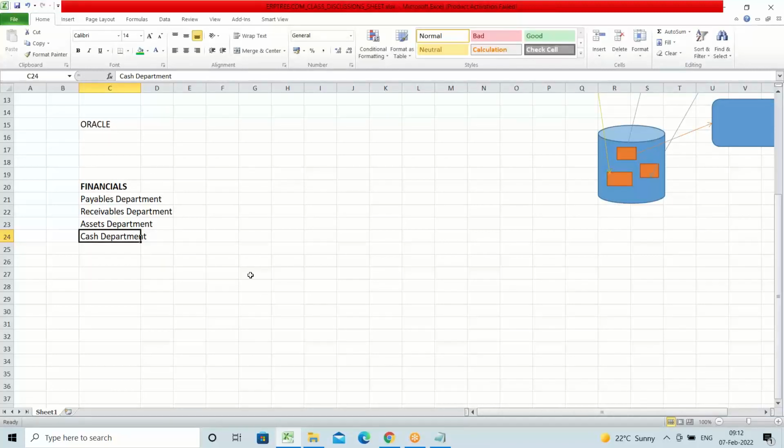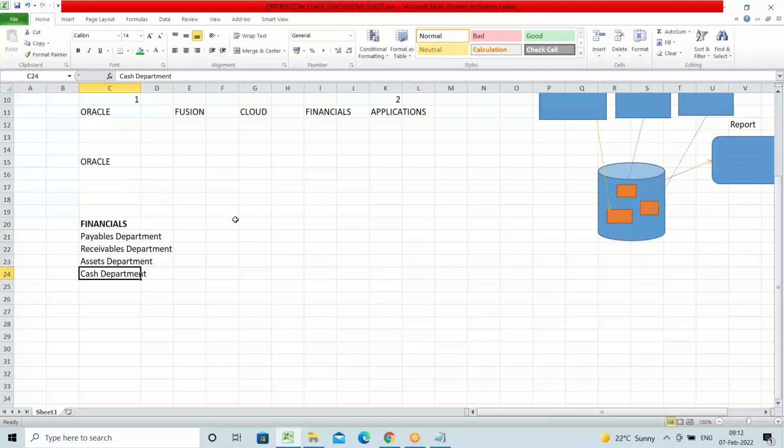So exactly, I'll correlate with our application very soon. Currently, I'm not trying to dump the data unnecessarily at this stage. Whatever we have to understand in sequence, I'll drive these discussions. So within the finance department, this is how you can segregate the functional areas: payables department, receivables department, asset department, cash department.